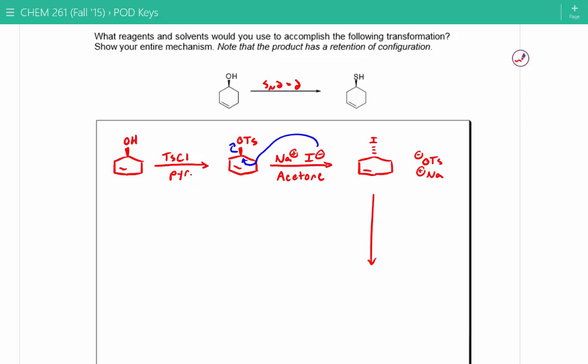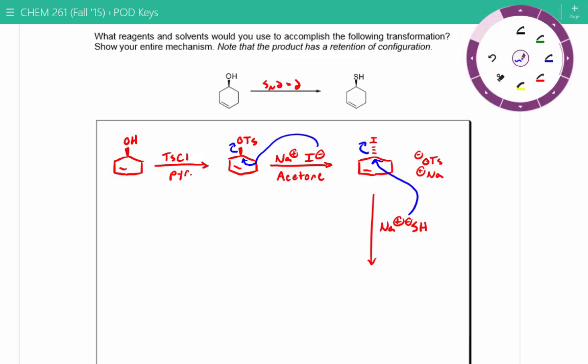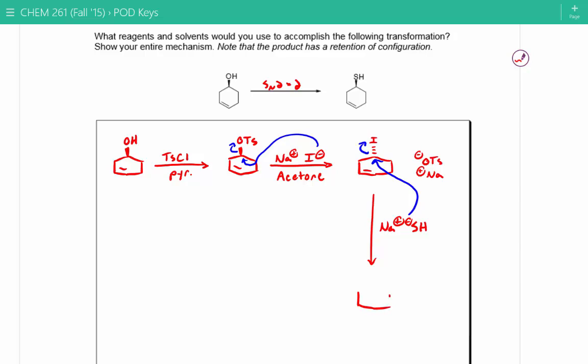What nucleophile should I use in my second step? What was that? NaSH, NaSH. All right, if we have this go in and attack, this will again do a backside attack, kick off our iodide, and we get to our final product, plus sodium iodide.